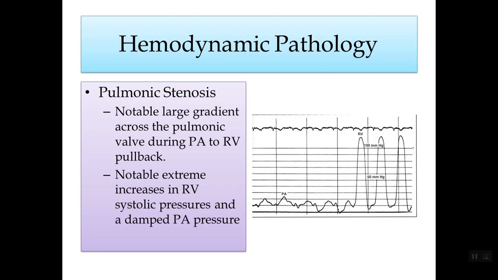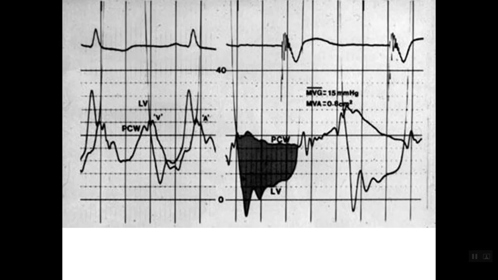Pulmonary stenosis, notable large gradient across the pulmonary valve during pulmonary artery right ventricular pullback, and extreme increase in right ventricular systolic pressure and a damped pulmonary artery pressure. Mitral. There you can see the pulmonary capillary wedge, which is up here, and the left ventricular end diastolic is down here, and this shaded area is mitral stenosis.